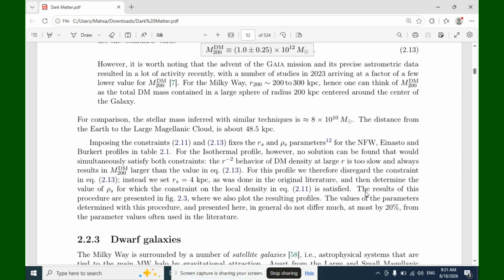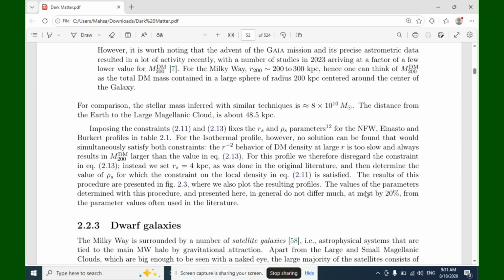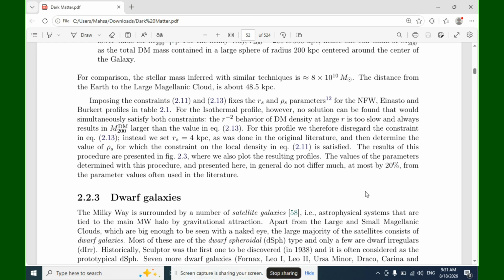The values of the parameters determined with this procedure and presented here in general don't differ much, at most by 20%, from the parameter values often used in the literature.